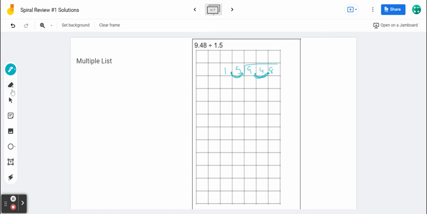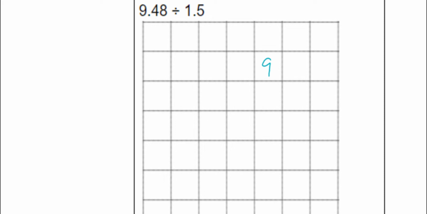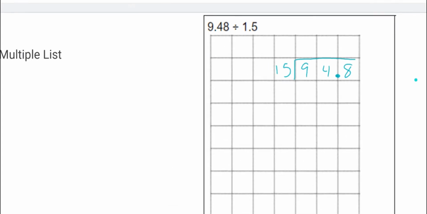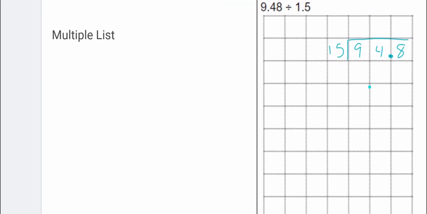So now I'm going to rewrite it as 94.8 divided by 15. That is a little easier to work with. So multiples of 15, I'm just looking at a multiplication chart: 15, 30, 45, 60, 75, 90, and then I'll do one more, 105.